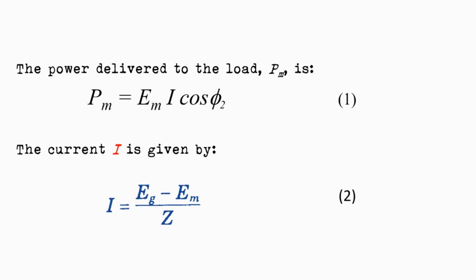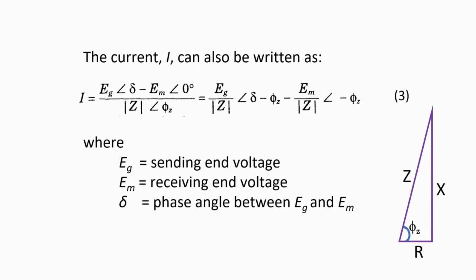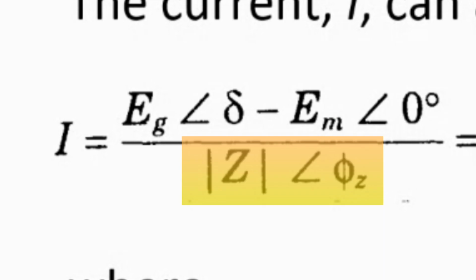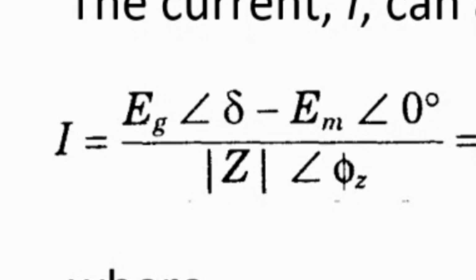If you want to find current in a simple electric circuit, you see the voltage drop between the two points and divide it by the impedance, you get the current. Now, substitute for each one of these its magnitude and angle. We saw that Eg equals Eg with angle delta. Em has zero angle. Z, let's consider that the angle between R and Z is phi Z. So this formula for the current will be Eg angle delta minus Em angle zero divided by the magnitude of Z, the angle is phi Z.